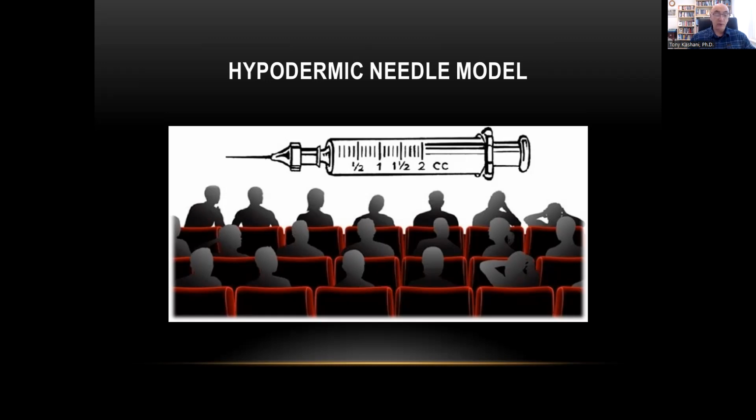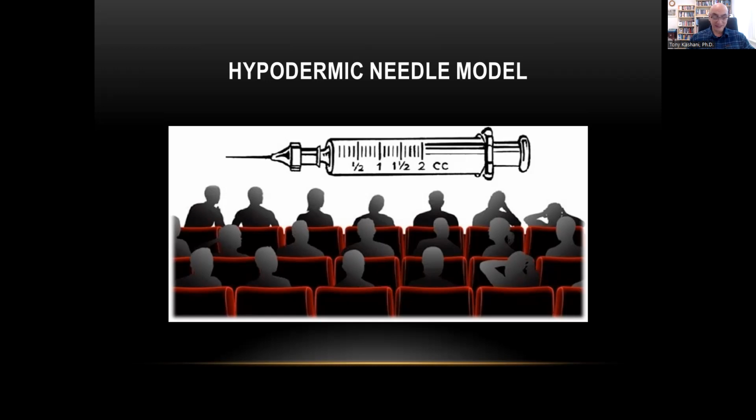Let's discuss that. While the hypodermic needle model was influential in shaping early communication theories, it has faced significant criticism and has been largely discredited due to several limitations. Number one, oversimplification. Critics argue that the model oversimplifies the complexities of human behavior and communication. People are not passive receivers, but actively interpret and filter media messages based on their personal experiences and beliefs. I want you to really think about that. Is that what you do?